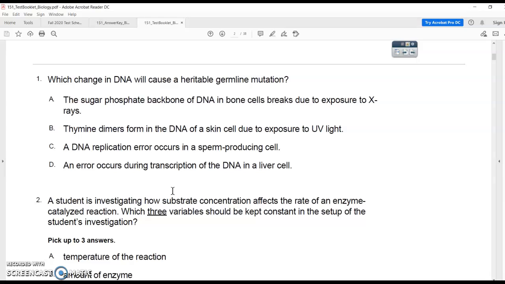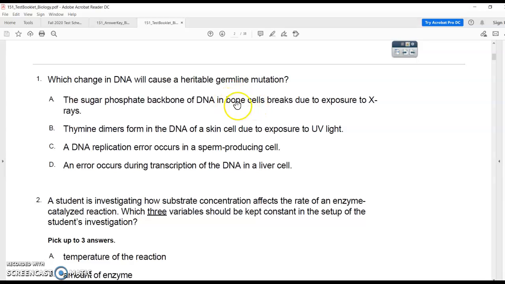So in number 1 here, we're looking for a change in DNA that will cause a heritable germline mutation. Heritable here means that it's going to be able to be inherited from the parent to the offspring. In germline, remember, a germ cell is a type of cell that's a precursor to producing a gamete. So let's look at our options here.